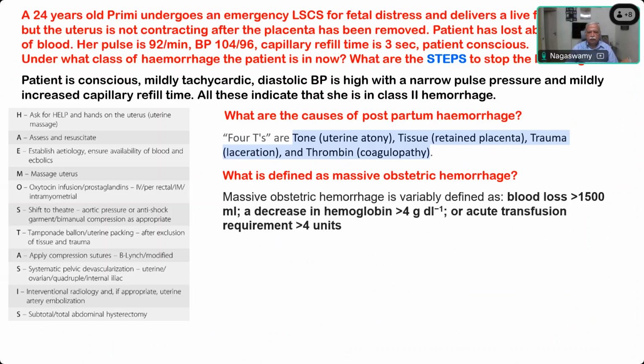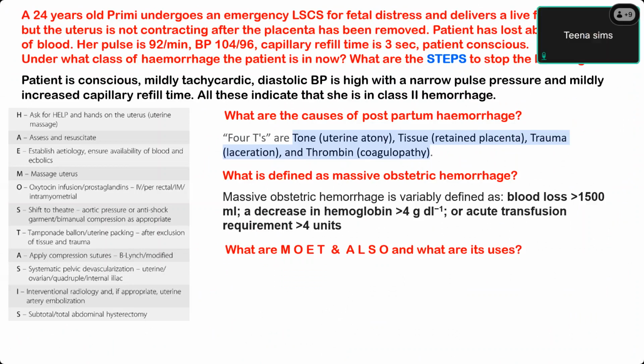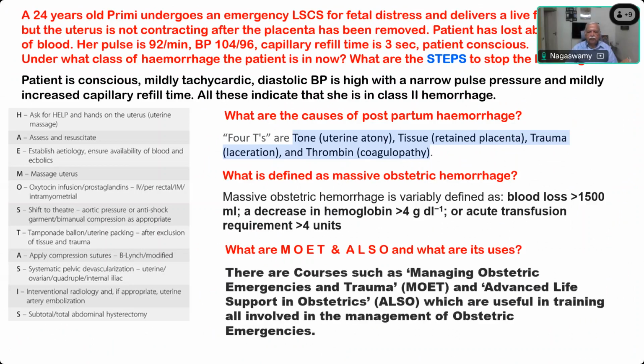Blood loss more than 1500 ml, or a decrease in hemoglobin of more than 4 grams per deciliter from the baseline, or acute transfusion requirements of more than 4 units. All these things say it is massive. What is MOET and what are its uses? Okay, there are courses such as Managing Obstetric Emergencies and Trauma and Advanced Life Support in Obstetrics, which are useful in training all those involved in management of obstetric emergencies.